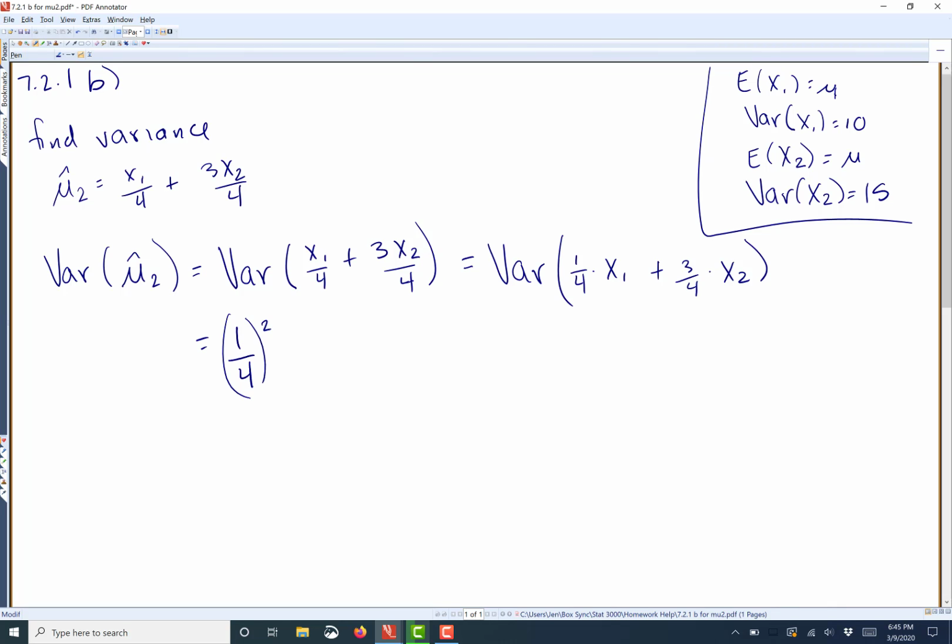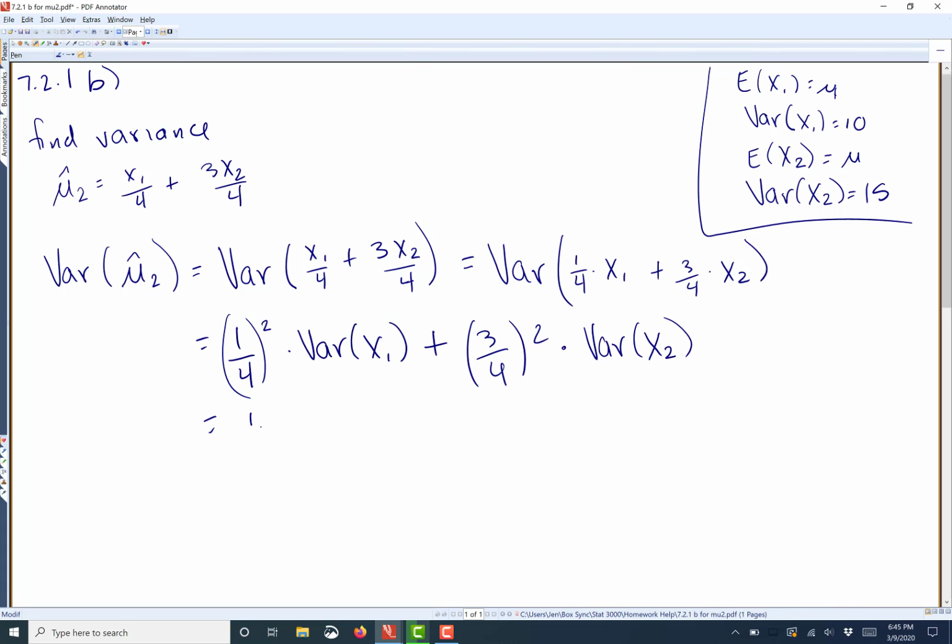Now that 1/4 can come out, but it has to come out squared. You're going to have to square the entire 1/4 fraction, and it'll be times the variance of x1 plus, because when you have a plus in a variance, you just do each individual variance. So that 3/4 comes out squared. So we have this 3/4 squared times the variance of x2.